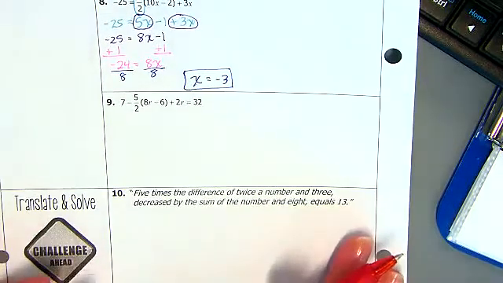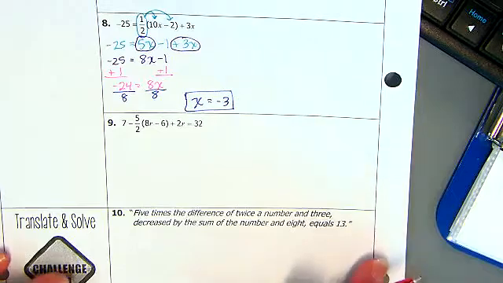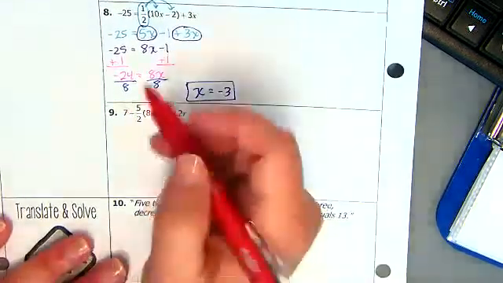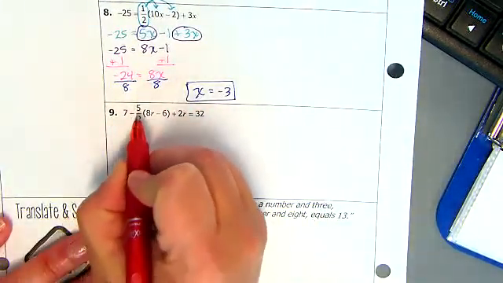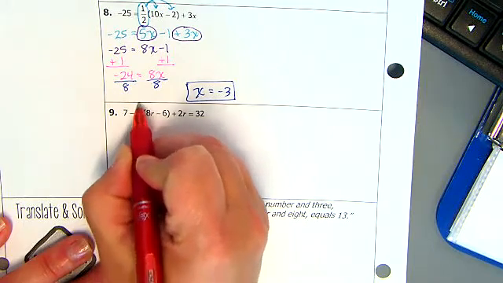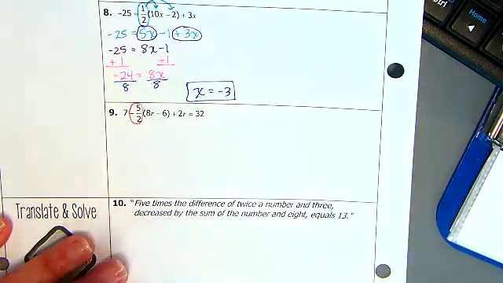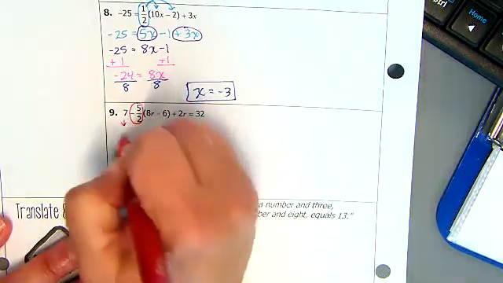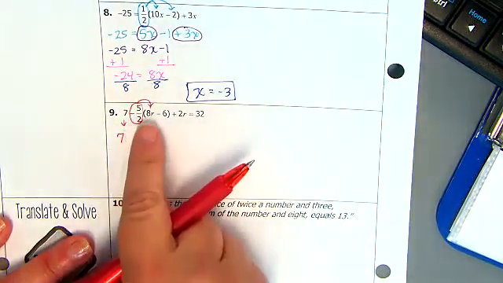Moving on to number 9, because 1/2 is an easy fraction. 5/2 is a little bit different. So again, the thing that can mess us up on this is people will multiply by 5/2 when this is a negative 5/2 that we have to multiply by. So we bring down the 7, and I'm multiplying negative 5/2 times 8r.